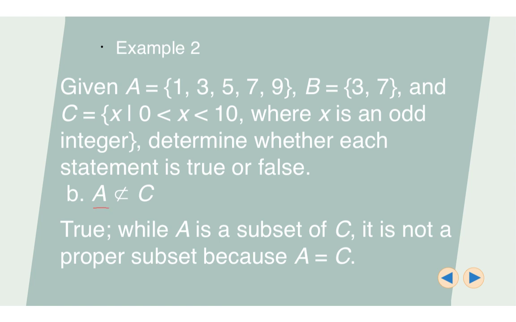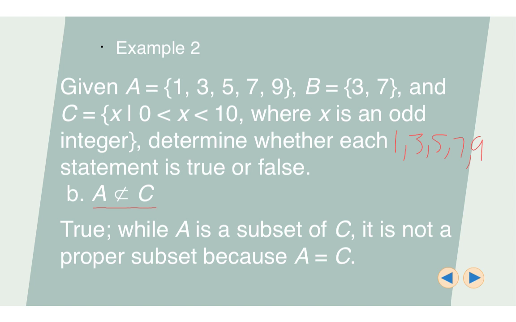B. A is not a proper subset of C. We've already determined that C is 1, 3, 5, 7, 9. Proper subset of. Now remember, a proper subset says they can't be equal. What's the opposite of can't be equal? They have to be equal.